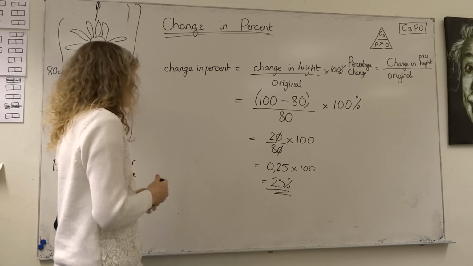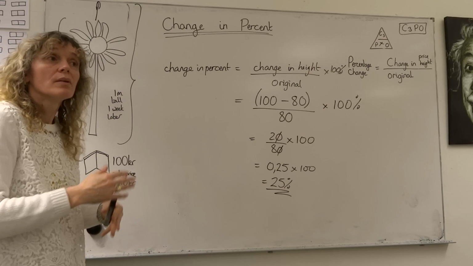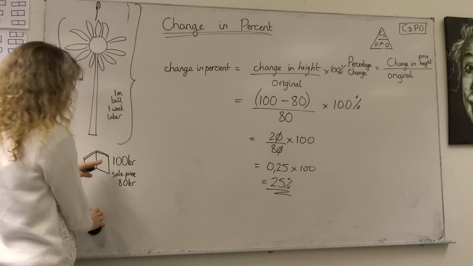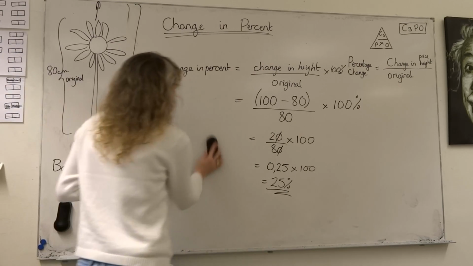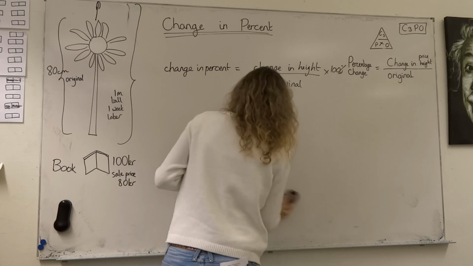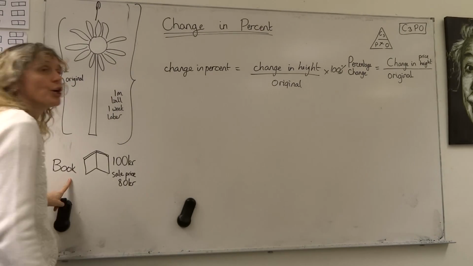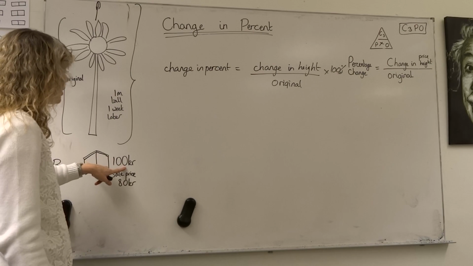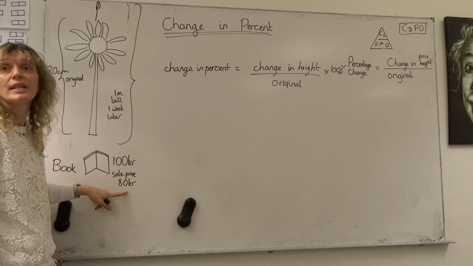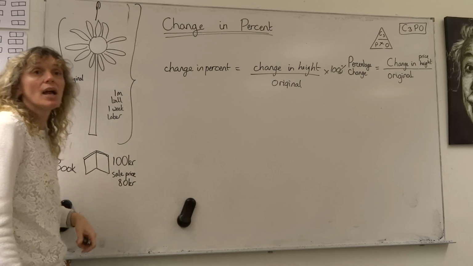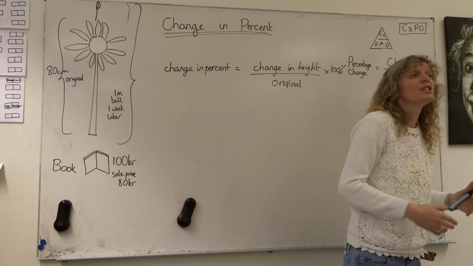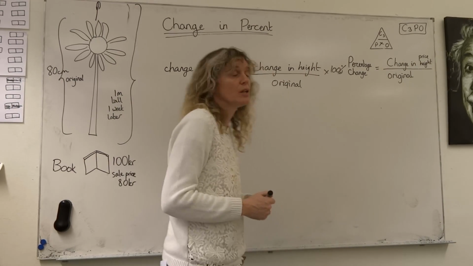We use that not so much maybe in this type of question, how much percent did the sunflower grow, but the next example you'll be very familiar with. We now have an example where we have a book. The original price was 100 kronas and the sale price was 80 kronas. And they'll say, what percentage of reduction? How many percent reduction did we get?